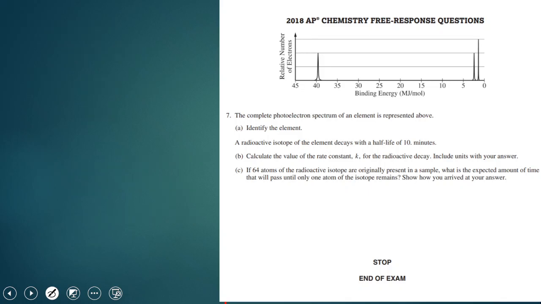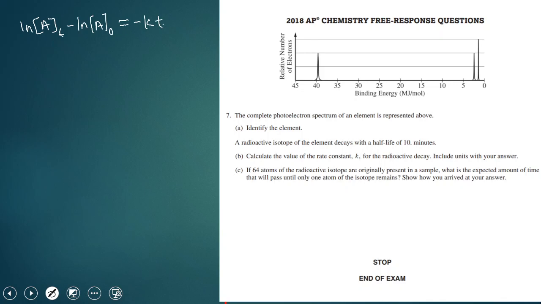The other way I'll show you over here is if you remember the rate law. So this is a first order rate expression, radioactive decay. And so what you can do is you can say, well, ln of A at time t minus ln of A at time 0 is equal to negative kt.